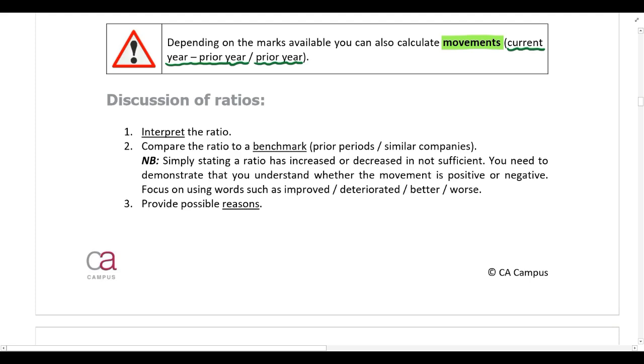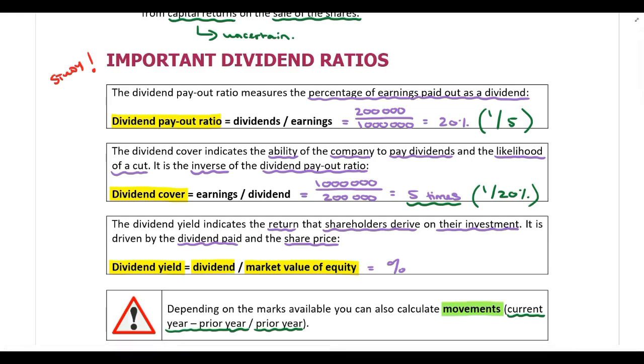So guys, first you're going to interpret the ratio. Now the interpretation doesn't come from the information provided in the question, it comes directly from your lecture notes. What does the dividend payout ratio tell us? It tells us the percentage of earnings that are paid out as a dividend. What does the dividend cover tell us? It tells us the ability of the company to pay dividends and the likelihood of a cut. What does the dividend yield tell us? It gives us the return that shareholders derive on their investment. So first, interpret the ratio.